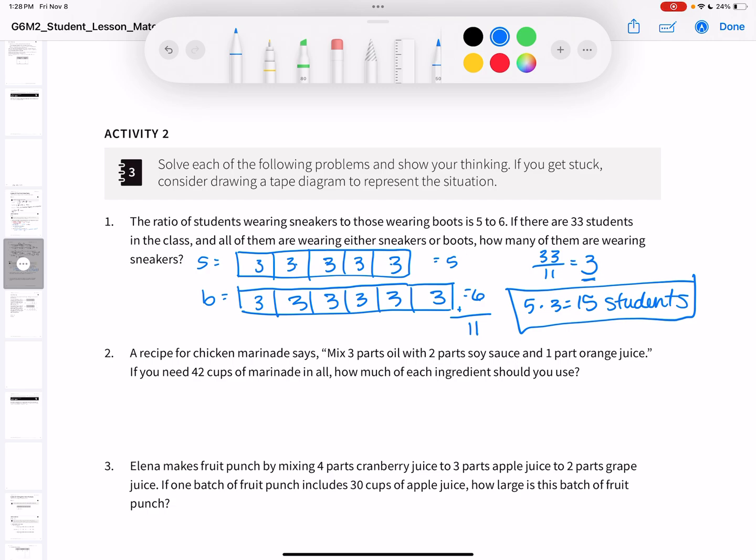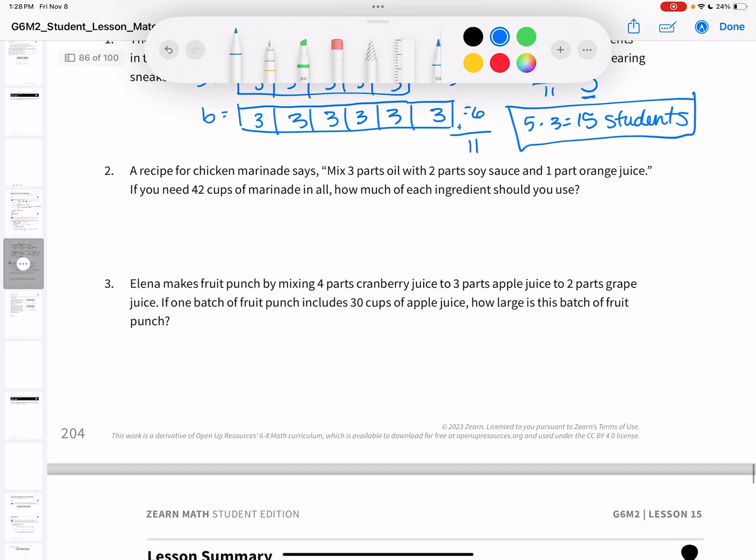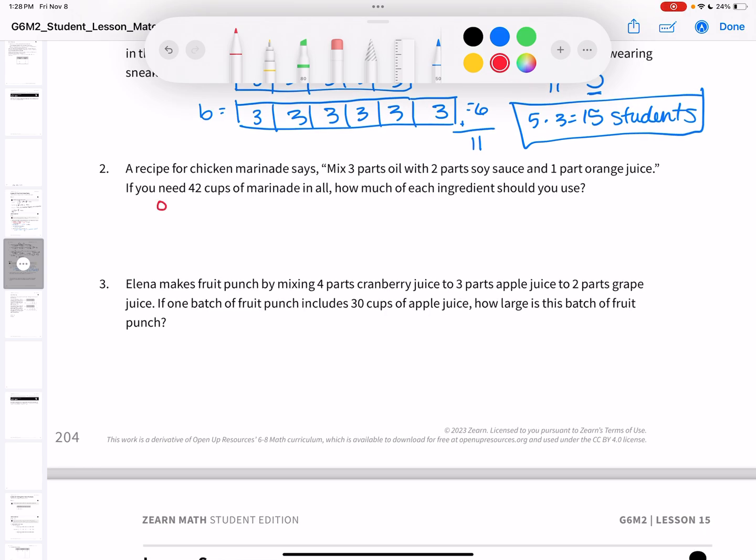All right, let's go to 2. A recipe for chicken marinade says mix 3 parts oil with 2 parts soy sauce and 1 part orange juice. So if I'm going to draw that, we have oil.